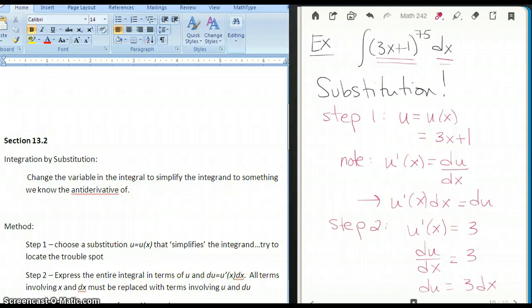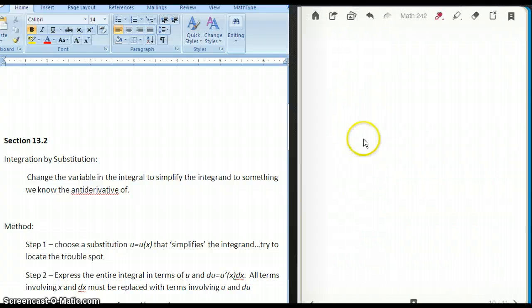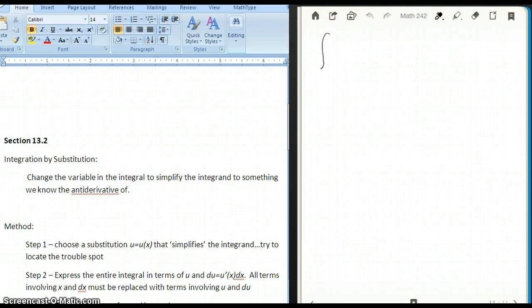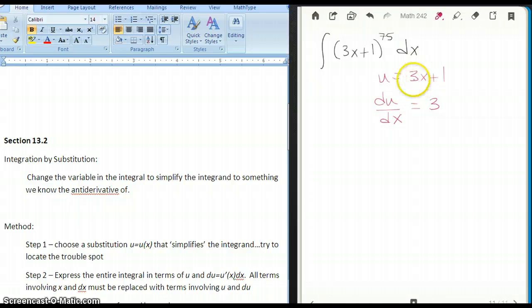Let's start a new page and I'll summarize what we've got going on here at the top. The integral that we're working with is (3x plus 1) to the 75th, and we've got this dx. Remember that for our substitution, we said that u is equal to 3x plus 1. And then we notice that u prime of x, or du dx, is equal to 3. Again, the derivative of u with respect to x is 3. So again, rewriting this means that du is equal to 3 dx.